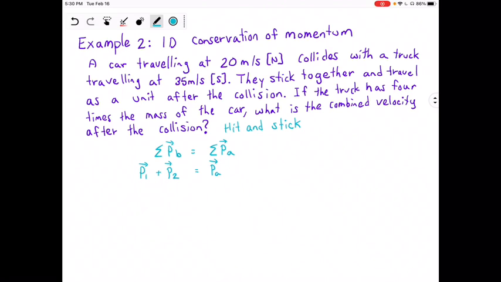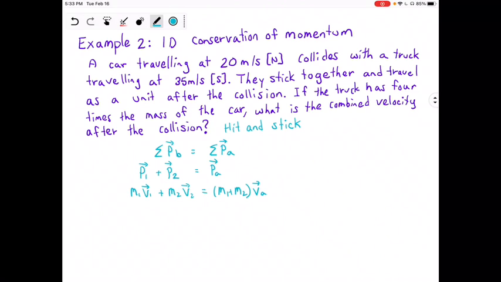And I'm going to write out the momentum in terms of its mass and velocity. So we have m1 v1. And notice that v is the vector here. Mass is a scalar, so we don't have to worry about its direction. And then we have plus m2 v2 equals, and P after has the combined mass. So it's m1 plus m2. And again, because mass is a scalar, we don't have to worry about the addition of masses. We can just add them together like using normal addition rules. And here's our v after, which is also a vector.